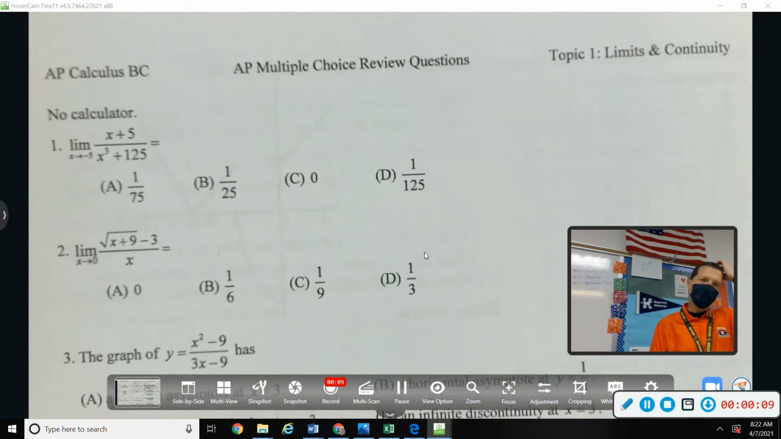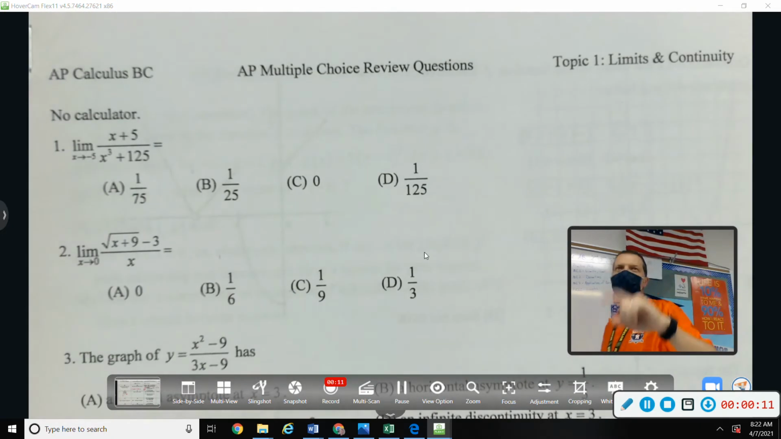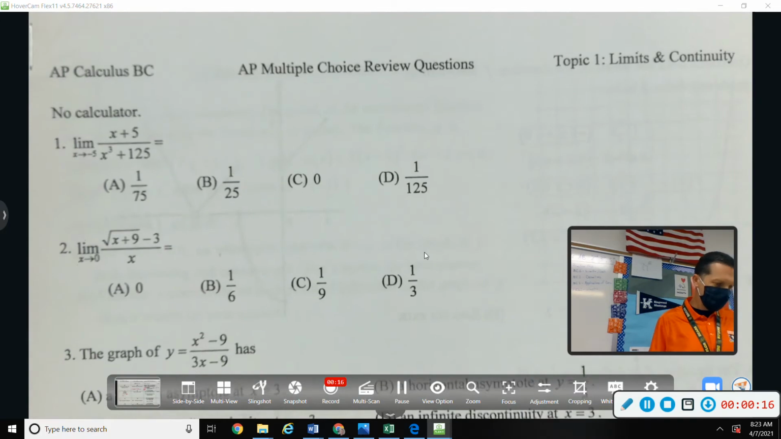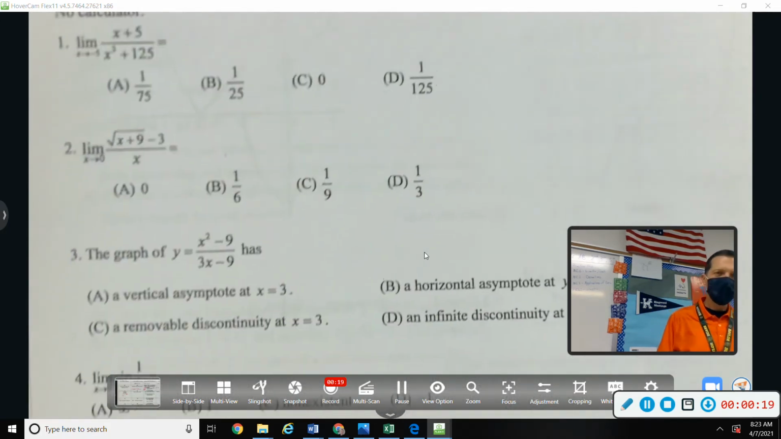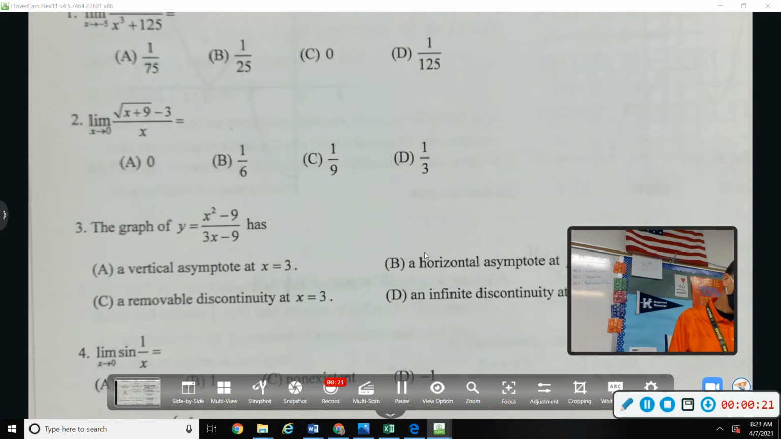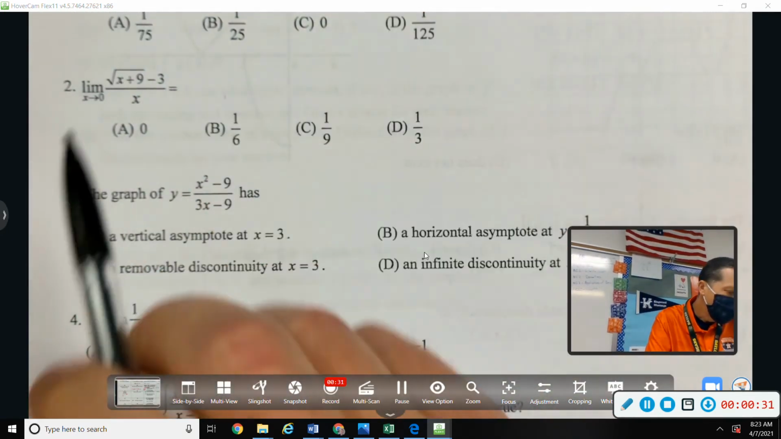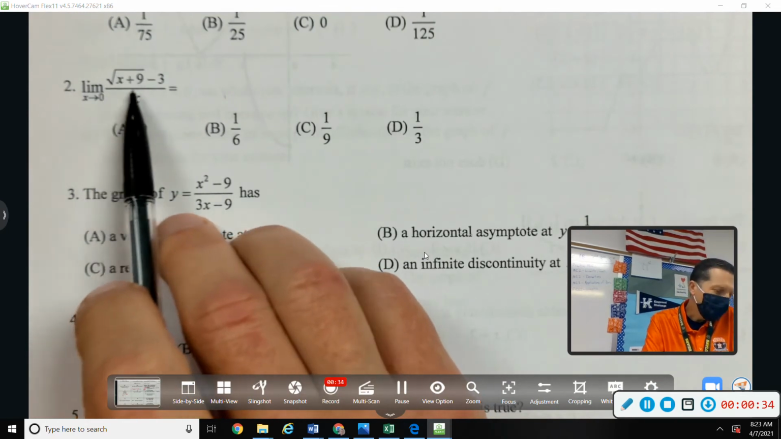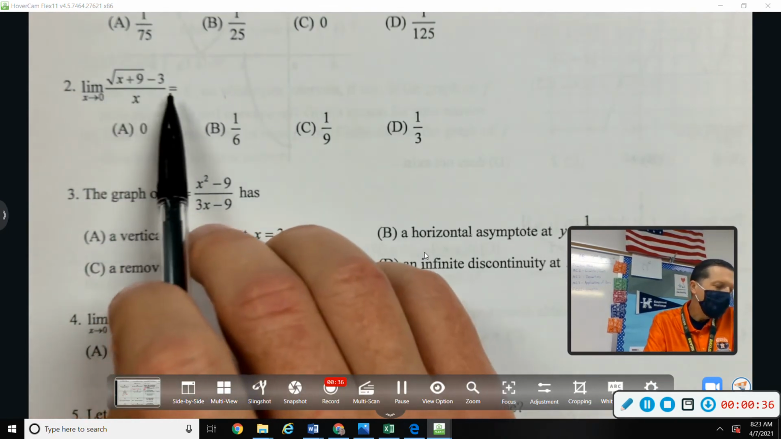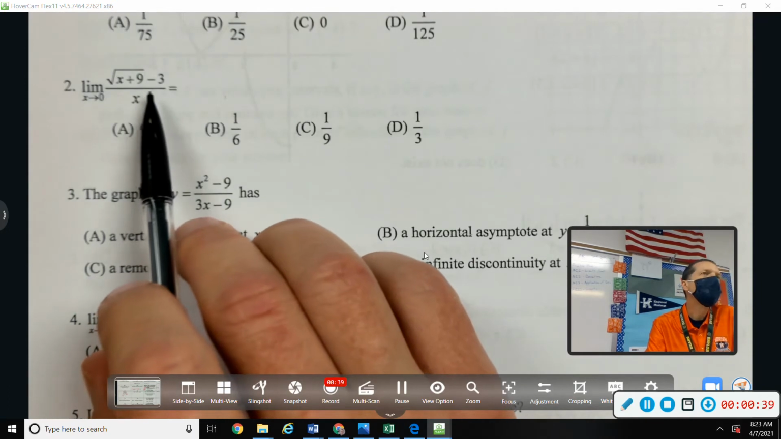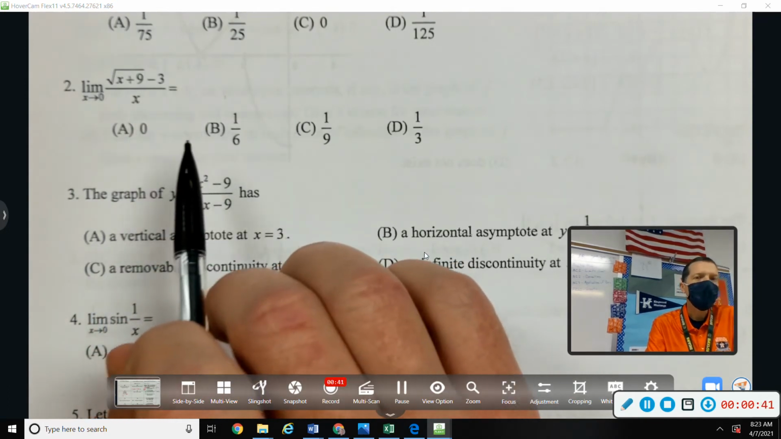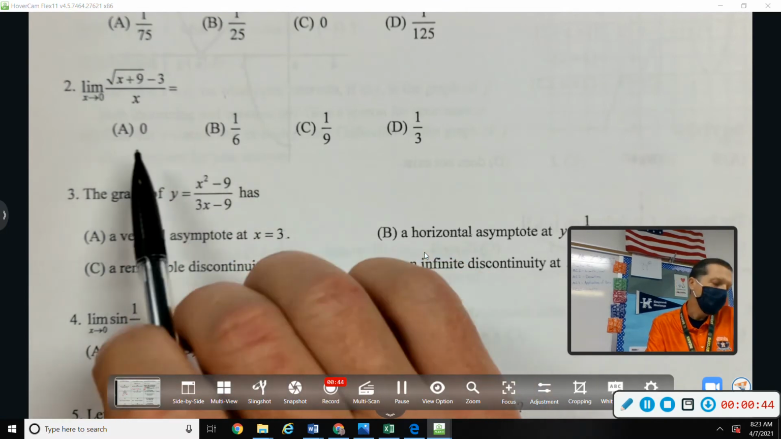So, questions from yesterday's multiple choice section? Number 2. We did it two different ways and still got the same answer. I wasn't sure if you could do L'Hopital's or conjugate. Looking at number 2, it looks like conjugate. Of course, first let's plug in 0. We get 0 over 0, which means it is eligible for L'Hopital's. So this could be one where you work either way, L'Hopital's or conjugate.